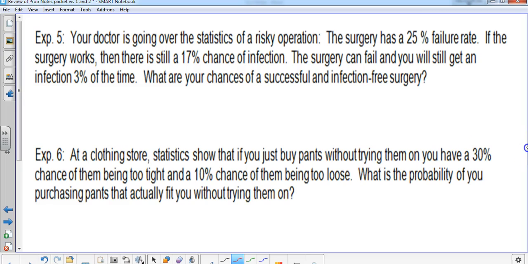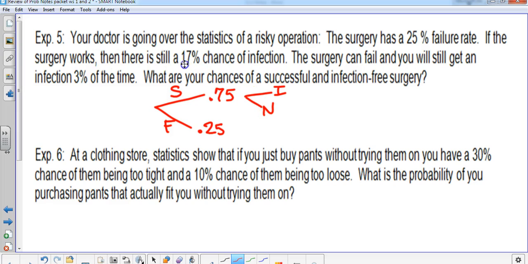All right. This says your doctor's going over the statistics of a risky operation. The surgery has a 25% failure rate. If the surgery works, there's still a 17% chance of infection. The surgery can fail and you will still get an infection 3% of the time. What are your chances of a successful infection-free surgery? The easiest way I think of to explain this, we can succeed or fail with the surgery, okay? It has a 25% failure, which means success is what percent? Okay. If we succeed, we can get an infection or no infection.